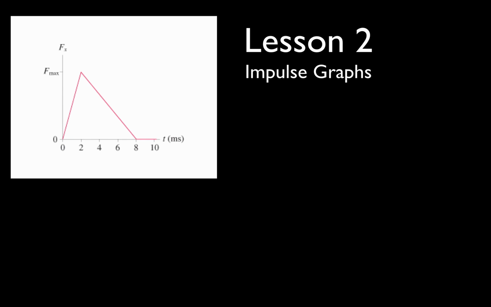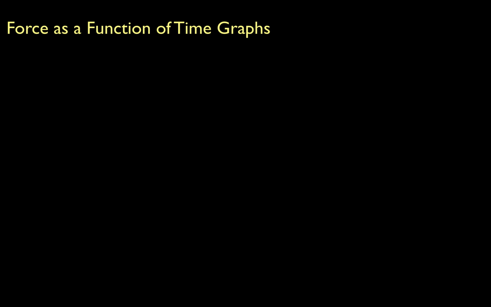Lesson 2, Impulse Graphs. In this lesson, we're going to look at force as a function of time graphs and how they relate to impulse and momentum. Remember from the last lesson, the relationship impulse equals change in momentum, where impulse is determined by the formula F delta t, where F is force and delta t, or change in time, is the time interval over which the force is exerted on the object.